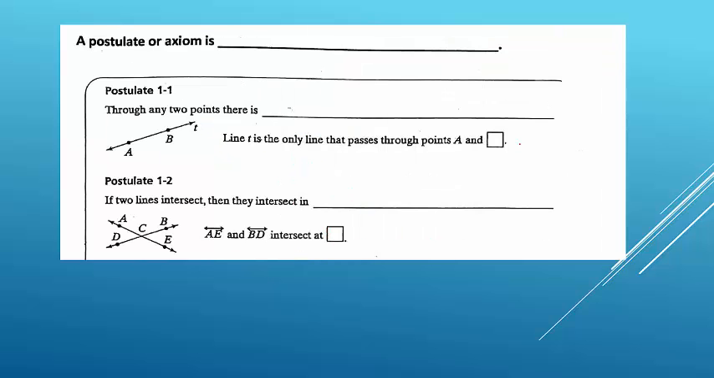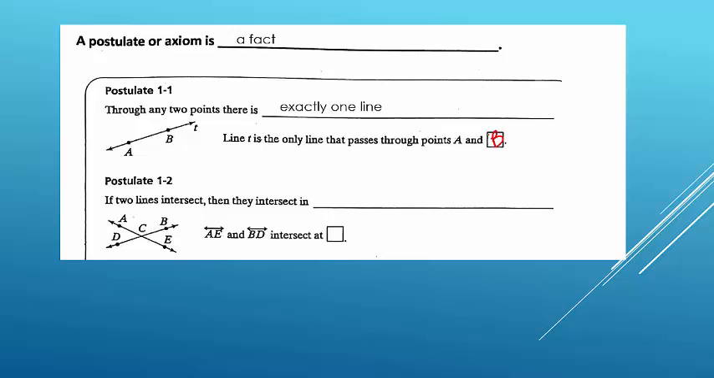Last few rules for you guys. A postulate or an axiom is basically just a fact. So that's something you can't argue with. Fact number 1 is through any 2 points, there's exactly 1 line. So for example, if I have the points A and B, line T is the only line ever that will go through both of those points. No other line will go through them.